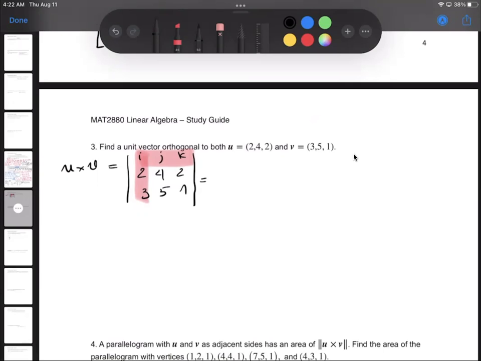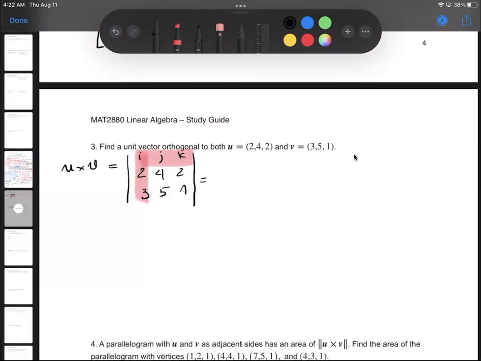Now we're going to find the length of u cross v. Sometimes people call it the norm. So the length is the square root of the sum of each coefficient squared: negative 6 squared is 36, plus 4 squared is 16, plus 2 squared is 4. So this is root 56, which simplifies to 2 root 14.